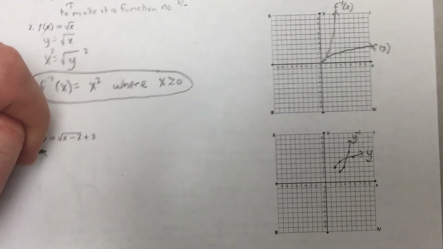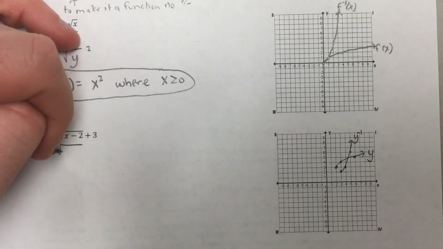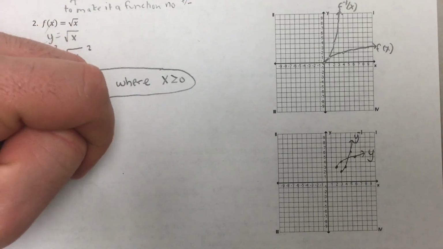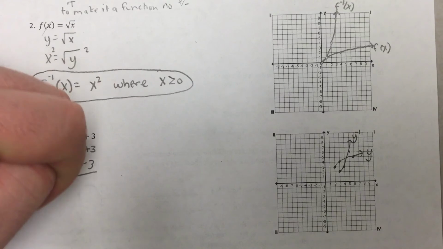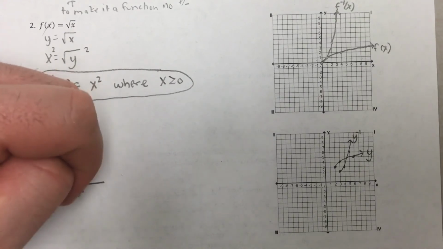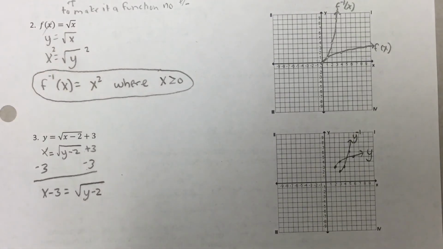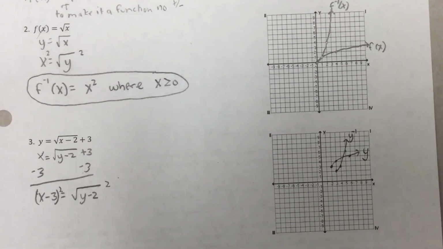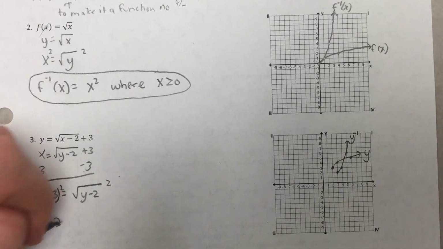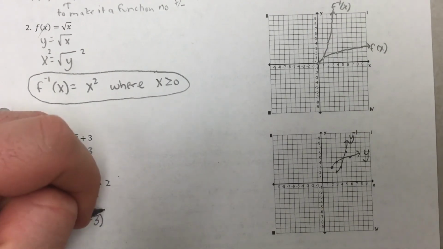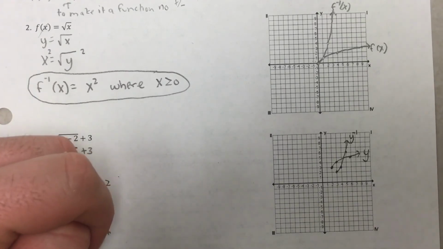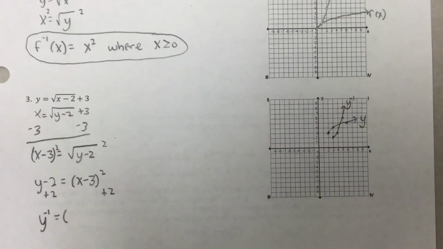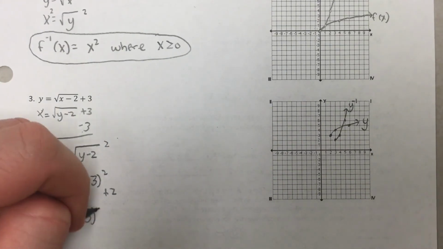As I go and switch my x and y to get my inverse equation, I'm doing PEMDAS backwards to get the y by itself, so we'd subtract 3. To get rid of the square root, I have to square. Just be careful you're squaring that entire side. So we'd have y minus 2 equals (x minus 3) quantity squared, and then I would add 2 at the end. So my equation would be y inverse equals (x minus 3) quantity squared plus 2.